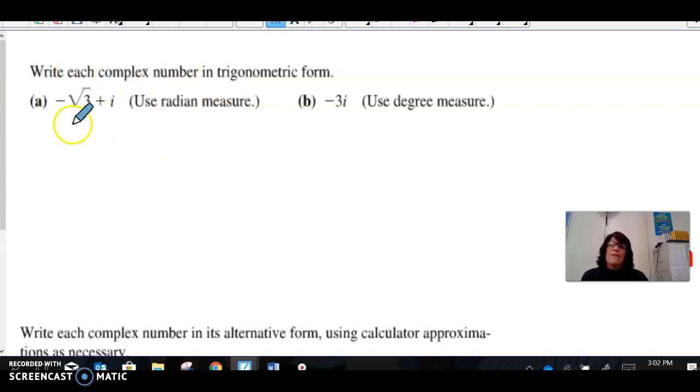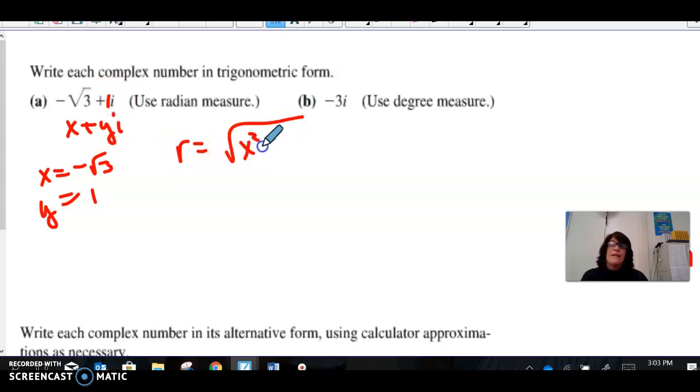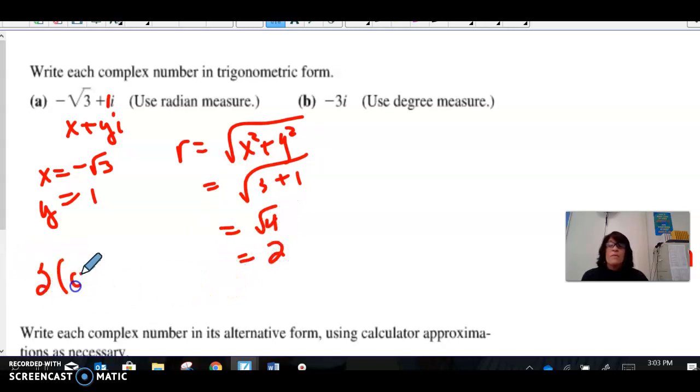Okay, we have it in x plus yi form. x is negative square root of 3. y is what? 1. So I need to know what r is. And I know that's the square root of x squared plus y squared. So that's the square root of 3 plus 1. r is 2, it looks like. Okay, so I have 2 times the cosine of, I need the theta.